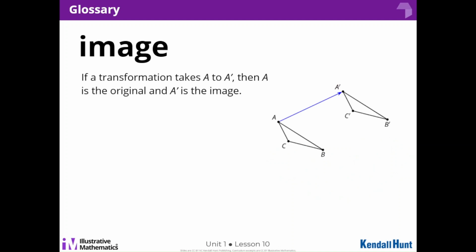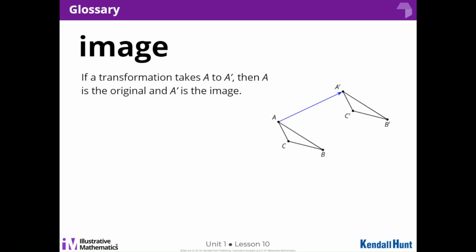Next glossary term is image. If a transformation takes A to A prime, when we see that one little tick mark to the upper right of a letter, we consider that to be prime. So we're saying we took A to A prime, then A is the original, and A prime is the image.